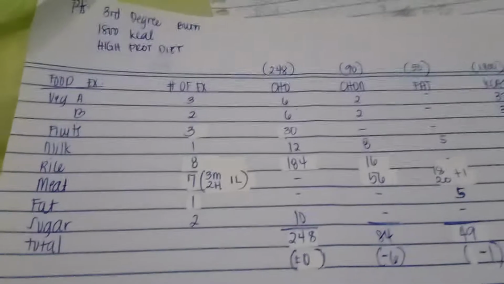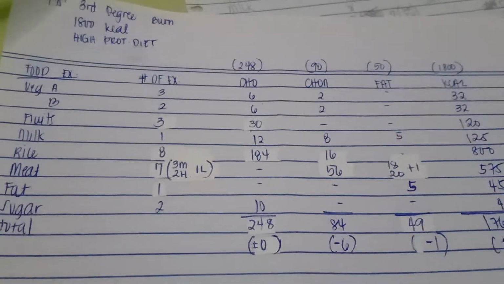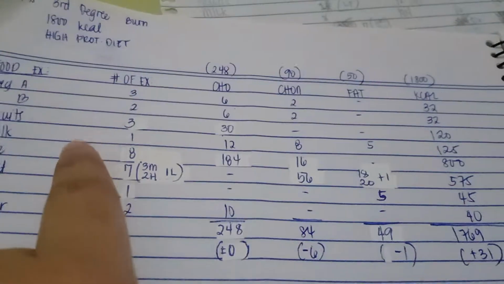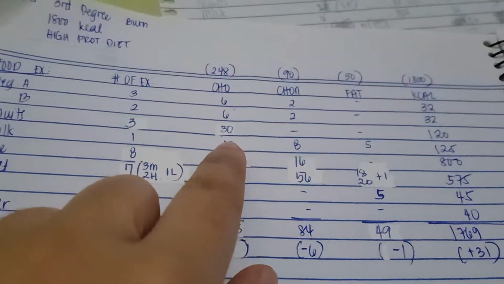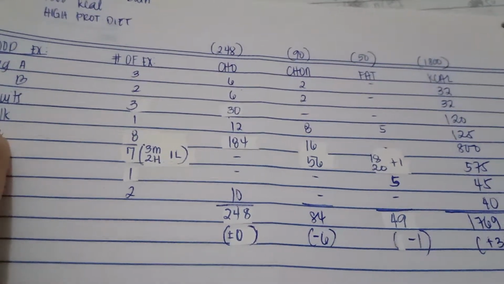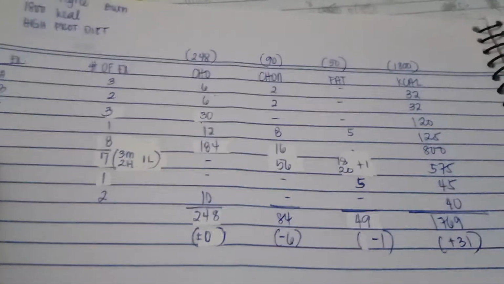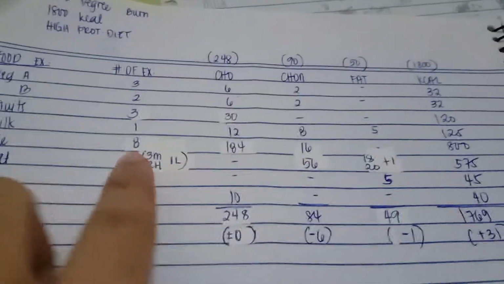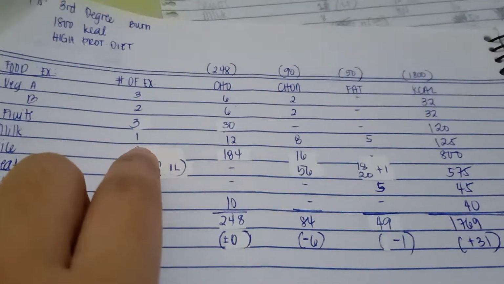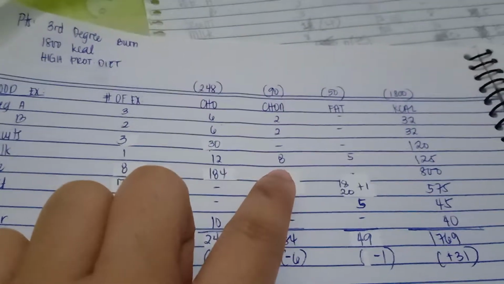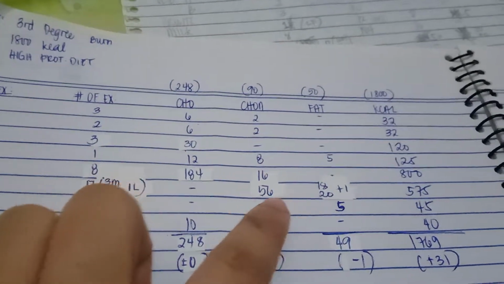Okay? And then, for fruits, we have 3 exchanges of fruits, which is ang kanyang basic or base unit is 10. So, we multiplied 3 by 10. That's how we get 30. For milk, I used low-fat milk dito because we need to consider the label or the number of calories when it comes to fat. So, sa milk, we have 1 exchange of low-fat milk, which is equivalent to 12 grams of carbohydrate, 8 grams of protein, and 5 grams of fat.